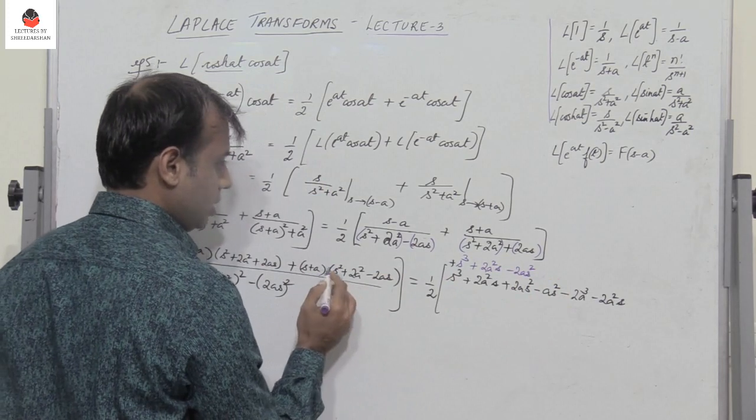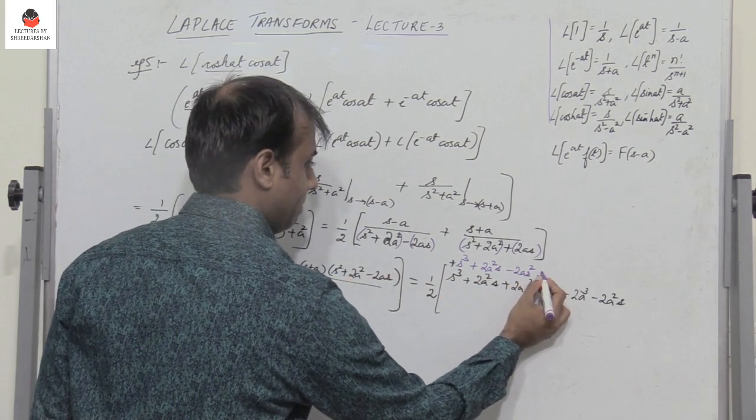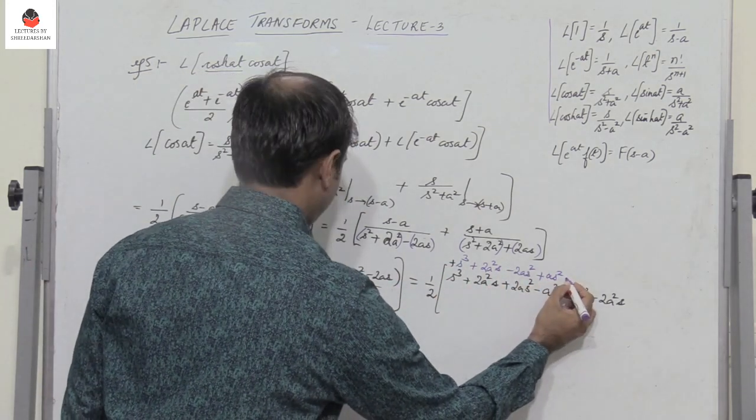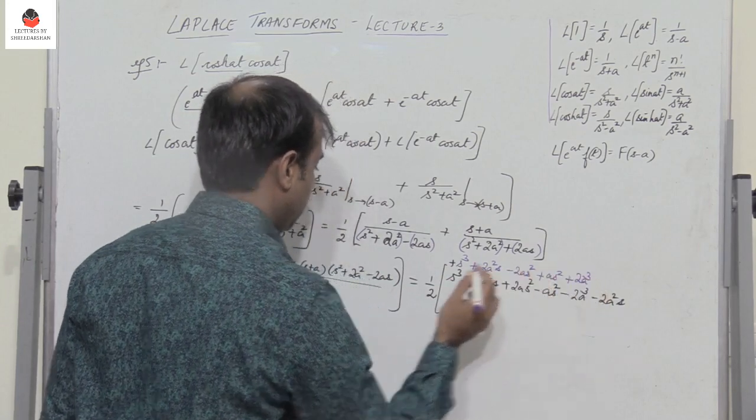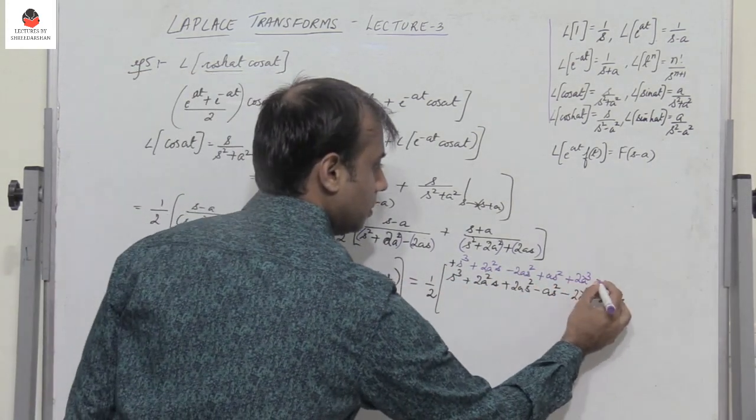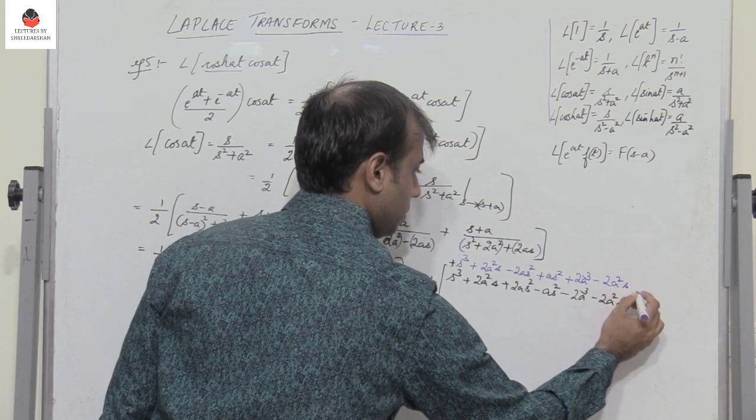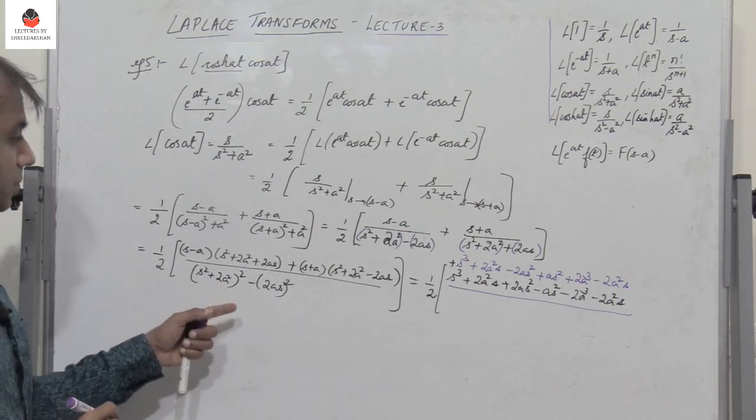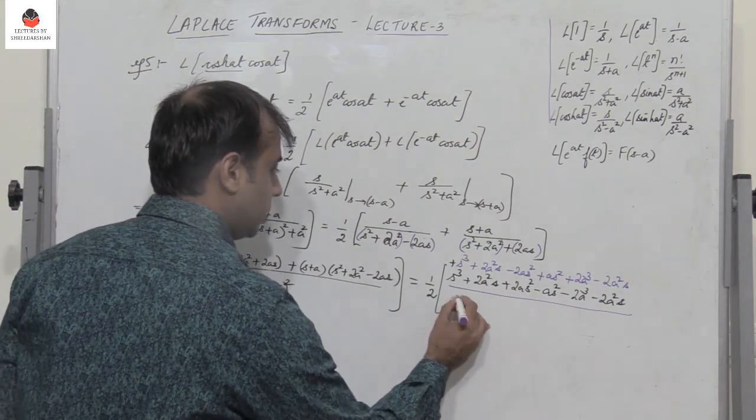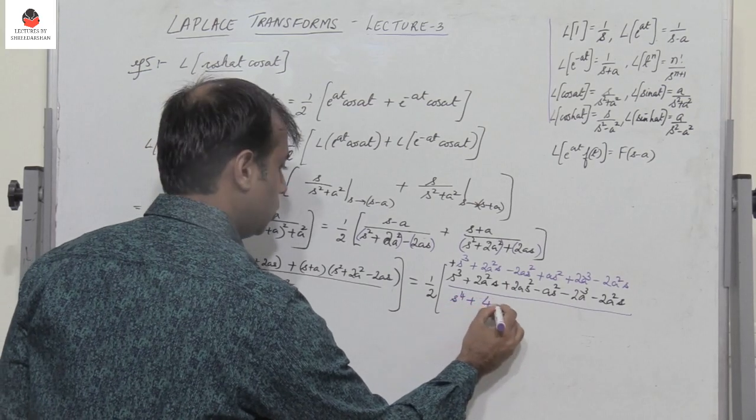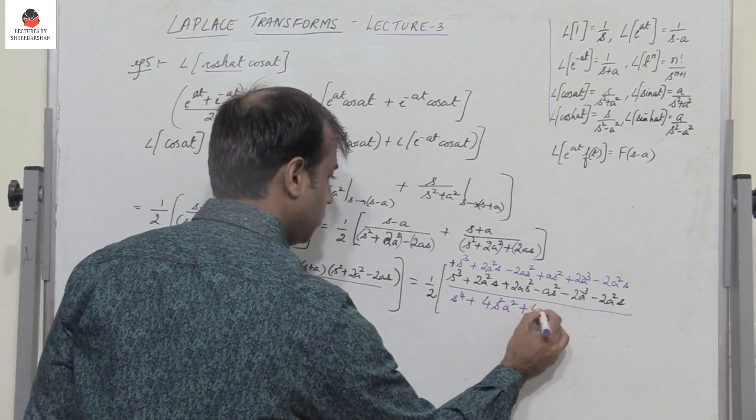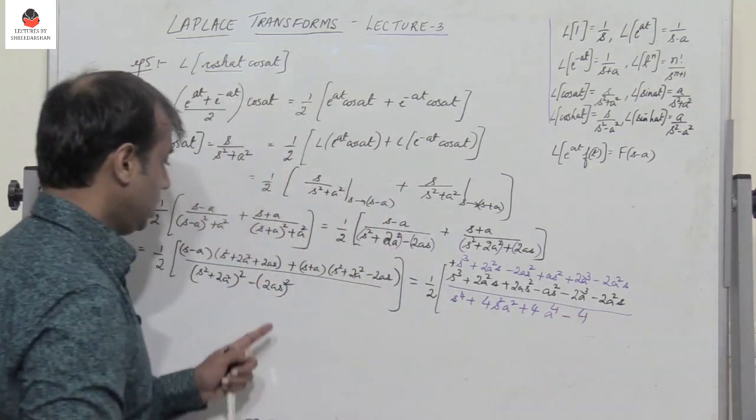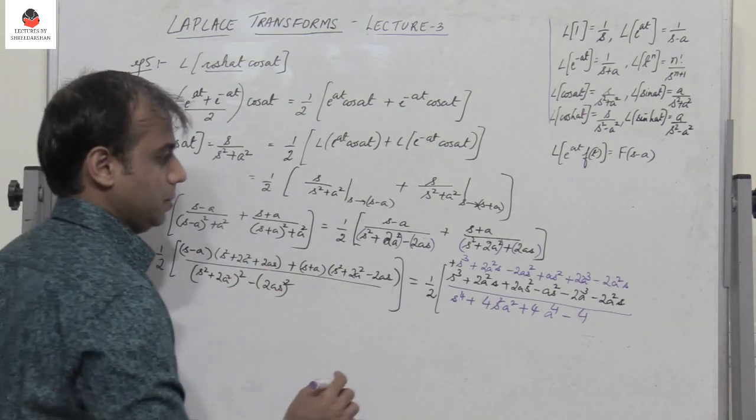And then you have a square into a, and then you have a into 2a square, which is plus 2a cube, and then you have minus 2a square s. So this is the numerator, and then the denominator is a square minus b square. So squaring this, you get s power 4 plus 4s square a square plus 4a power 4 minus 4, again here this is a square a square.